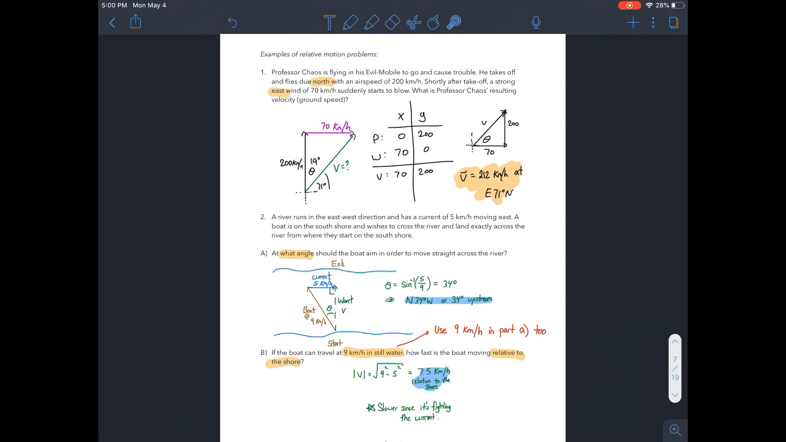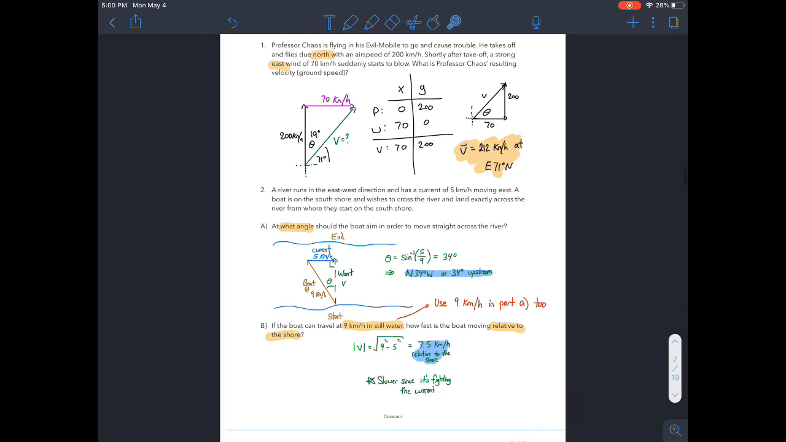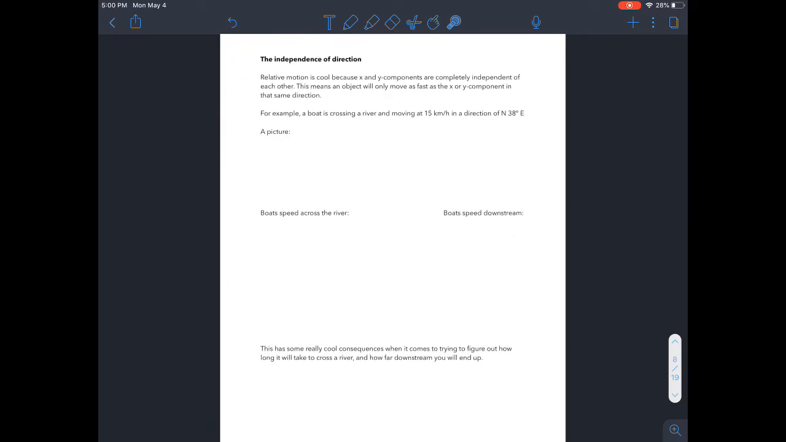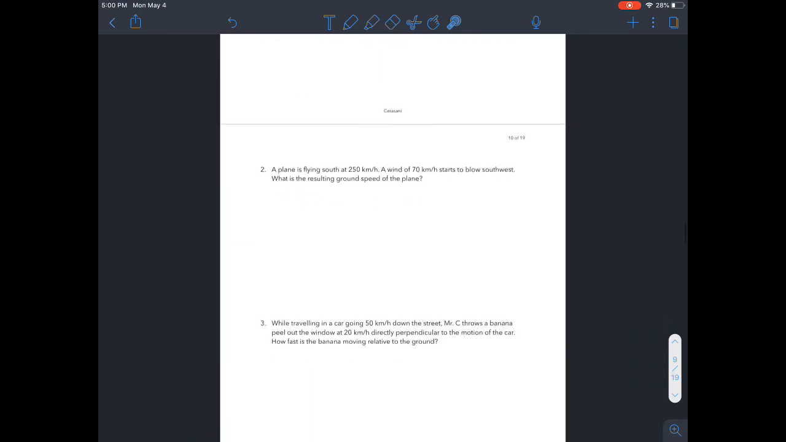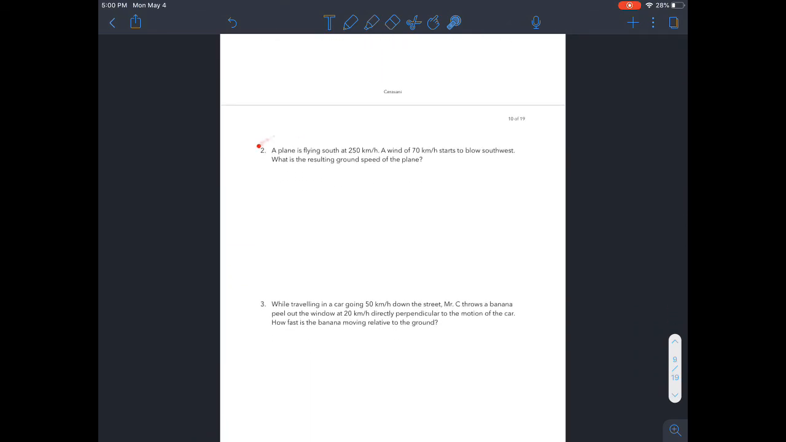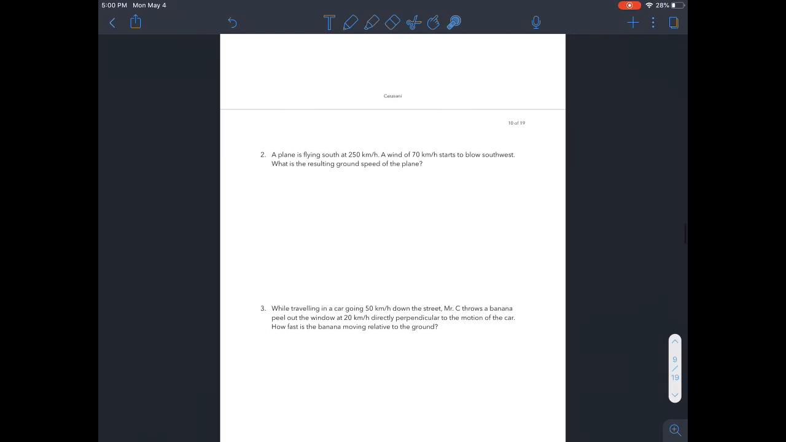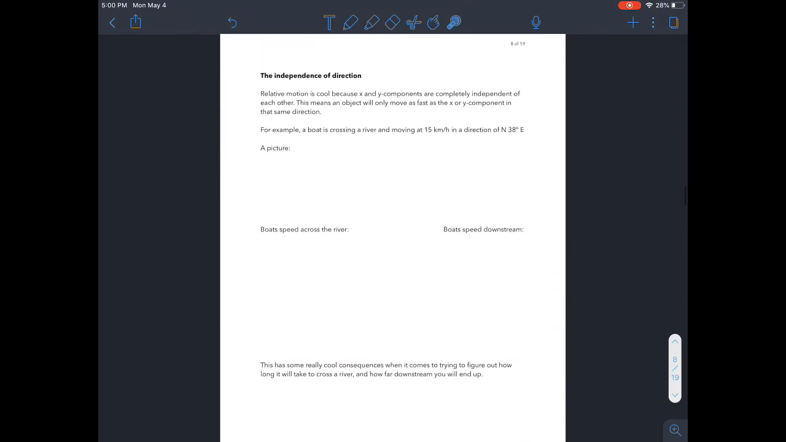Hopefully these two questions got you going and could give you a little bit of a head start with this stuff. If you want to try some practice on your own, I would suggest skip this independence of direction. We're going to do that together in class. But try some of these examples down here. These are all going to be very similar to what we just did, with little slightly different, maybe more angles. So try some of these questions and we'll go through them more in class.